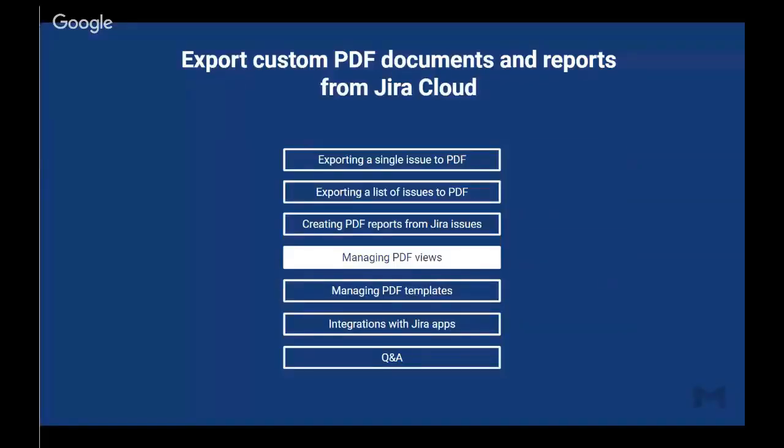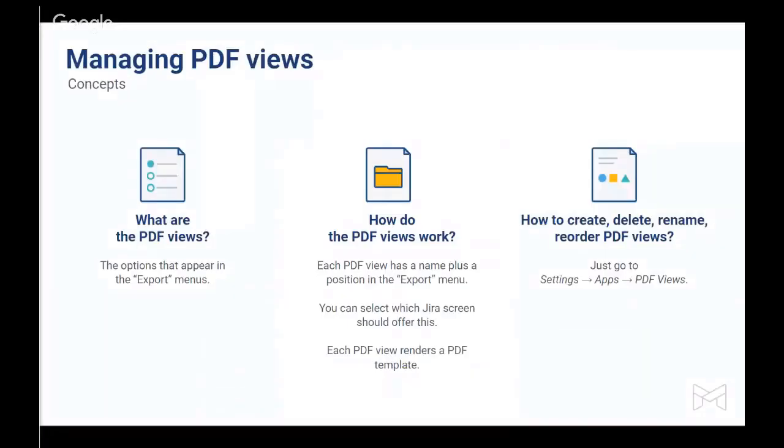Now let's get into the matter of what the PDF views are and how you can use them. PDF views are the export types or the menu options that appear in the export menus that you can toggle with many Jira screens. On Jira Cloud, the way these menus appear can be different. As you already saw, there are sometimes drop-downs, sometimes buttons that open a new dialog window, and the PDF views are the elements of those export menus.